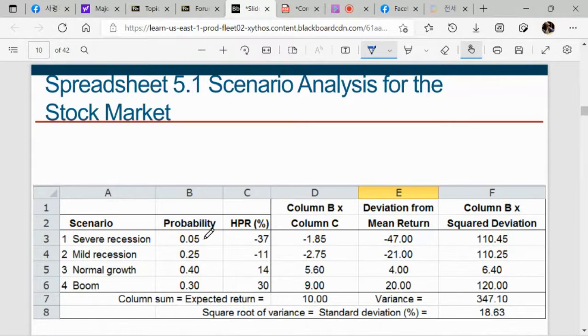So let's say through the Monte Carlo studies, they found that the probability of severe recession was 5%, mild recession 25%, normal growth 40%, and boom 30%. If there are these probabilities, how is our outcome going to turn out? Our return will depend on these four possible scenarios. Under severe recession, our holding period return will be negative 37%. Under mild recession, negative 11%. On normal growth, 14%. On the boom, 30%.